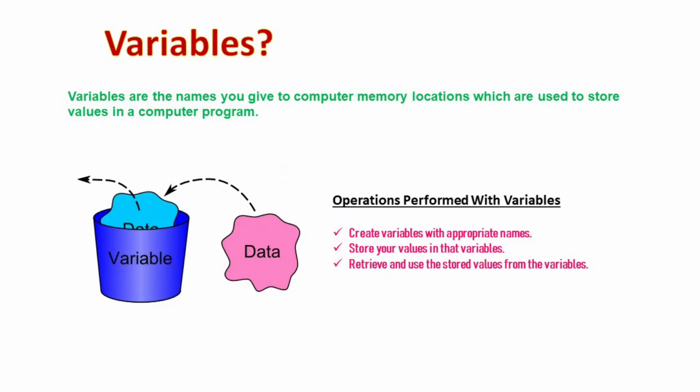Now let's see what these variables are about. Variables are the names you give to computer memory locations which are used to store values in a computer program. There are certain operations associated with variables, like creation of variables, storing some data, and retrieving some data from the variable. So just understand that it's like a container where we are going to store some data. The data can be anything.